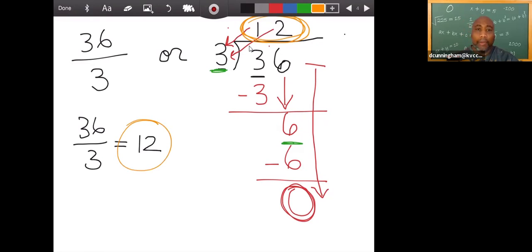We're going to look at some more problems to get a better understanding of how to do long division. The more problems you do, the better you get a bigger grip on how to do division.